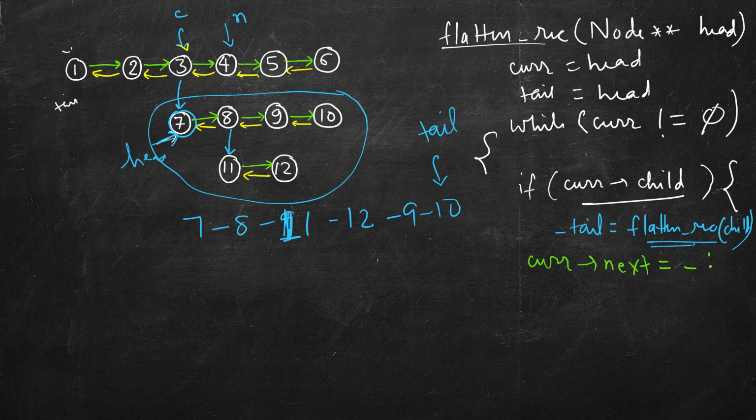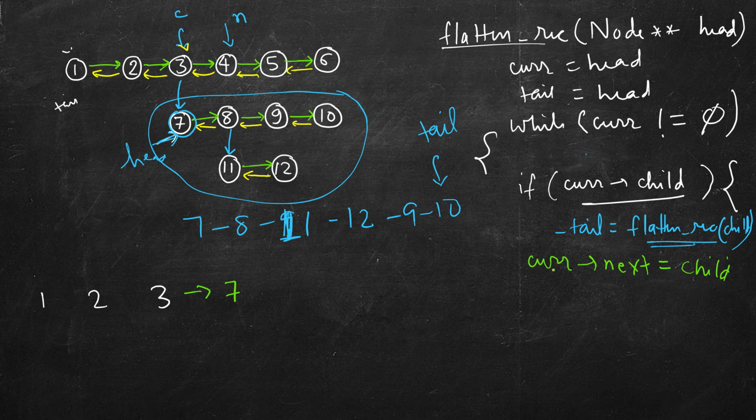Current next equal to tail. So what happens after this? This green is pointing to... current next should be child. It's a mistake here. So now this green is pointing to this child. So we have 1, 2, 3, and here this is pointing to 7. So this we have changed.